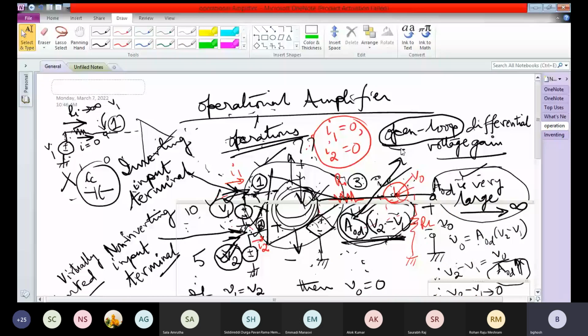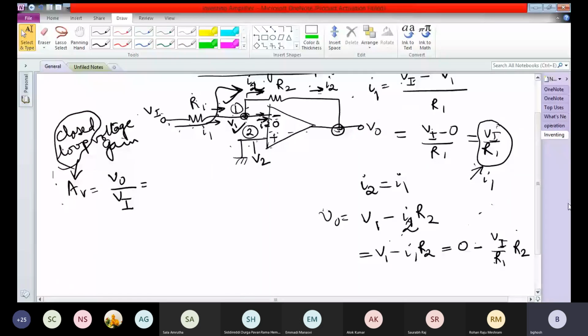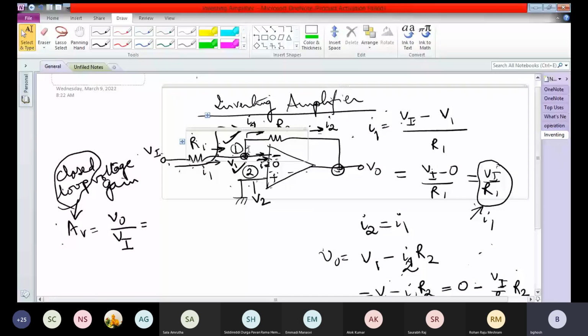Distinguish it now from what we have here. It is the closed loop voltage gain because now we have a feedback path. This path is called a feedback path, connecting the output V0 to the input terminal 1. So therefore, we say the closed loop voltage gain. What will be V0 by Vi? We just calculate from here, very simple.